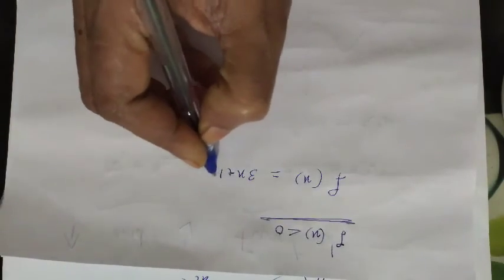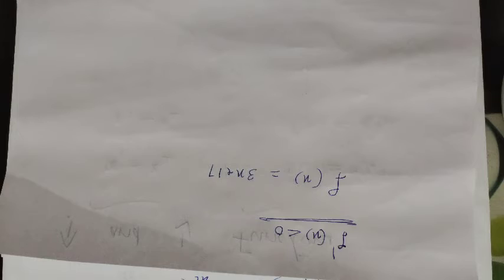What is the definition? In the closed interval AB, if the function is decreasing, the first order derivative f dash x is less than 0, negative. If it is increasing, then f dash x is greater than 0. If it is 0, it is neither increasing nor decreasing. We can discuss one problem. f of x equal to 3x plus 17. Check whether the function is increasing or decreasing.